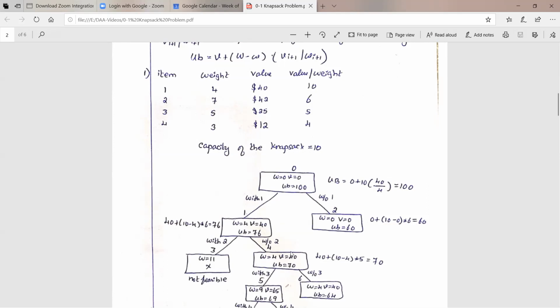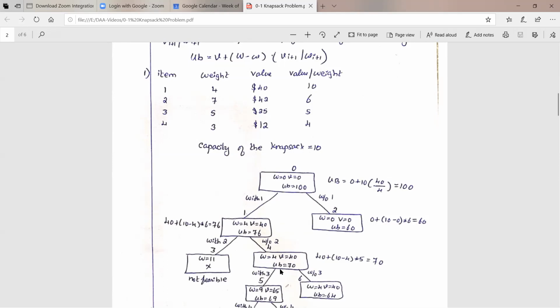Now without 2 means we already considered 1, but we are not considering 2. If we consider 1, what is the weight? The weight is equal to 4 and the profit is equal to 40. So now v is equal to 40 plus 10 minus, already we have the weight 4, so 10 minus 4 into vi plus 1 divided by wi plus 1, which is 5. So 40 plus 10 minus 4 into 5 gives the value 70. So this node, without 2, has the value 70.